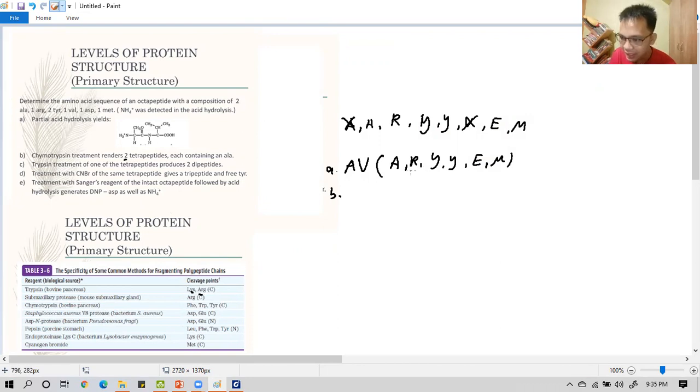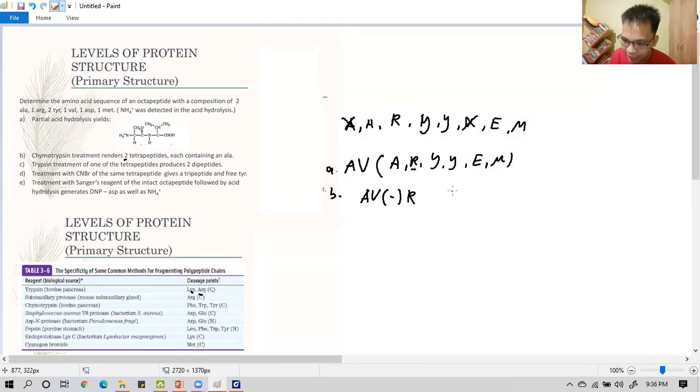Ito ba, nasa may arginine natin? May arginine. So, saan ba yung arginine natin? Nasa C-terminus. So, ibig sabihin, we have 2 tetrapeptides. We have A, V, and then this unknown amino acids, let's put it a null value. And then R, C-terminus, di ba? 2 tetrapeptides, so 4. That is 1.